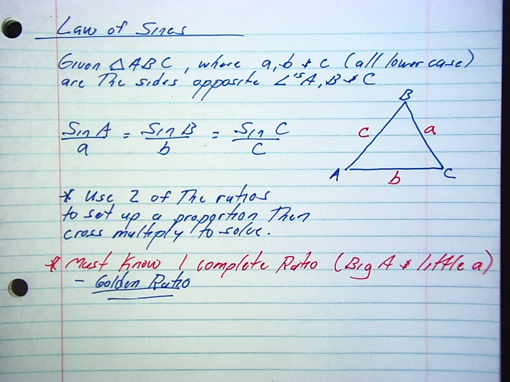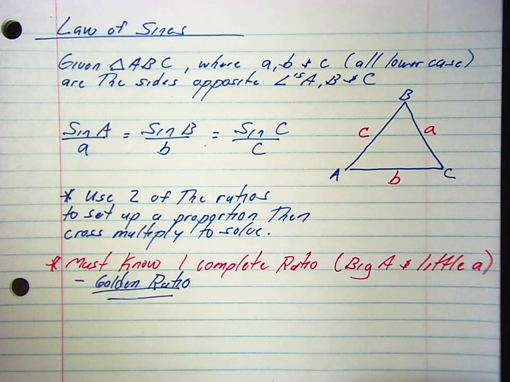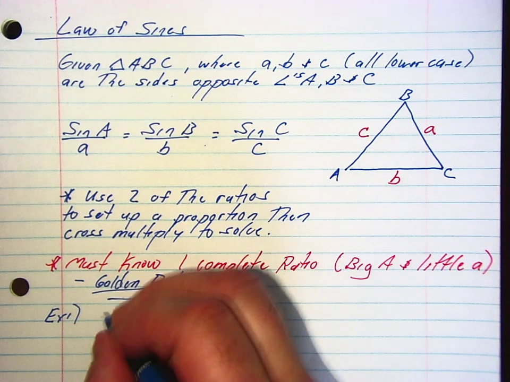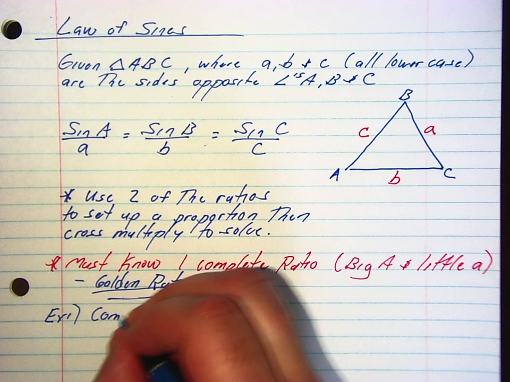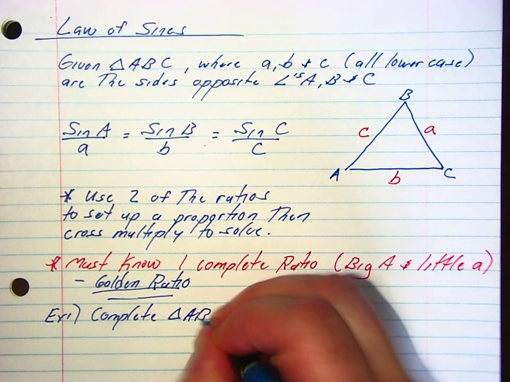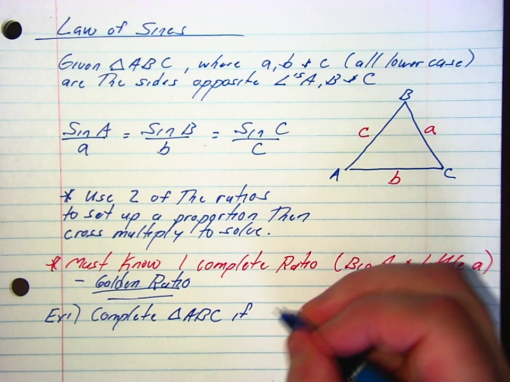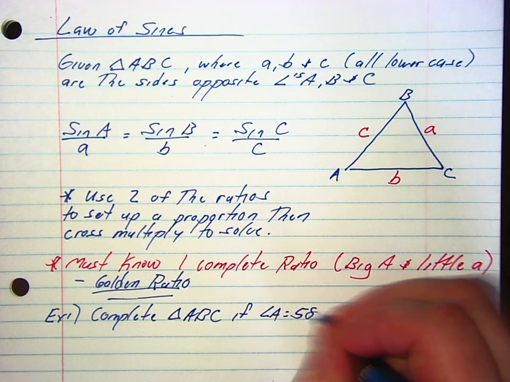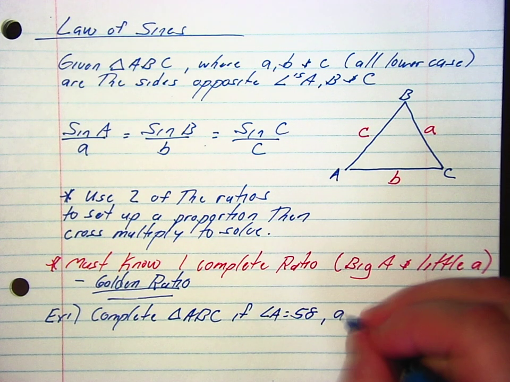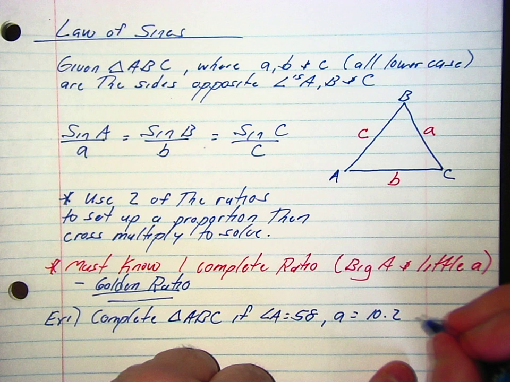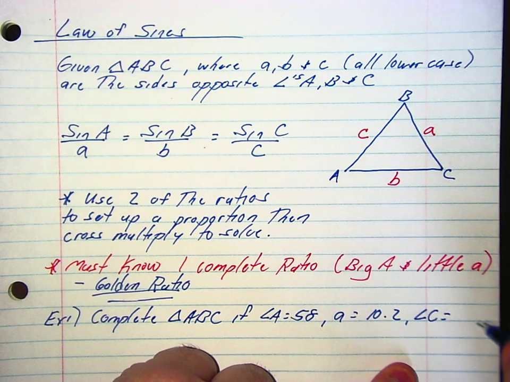Okay, here we go. So here's an example of a problem we're going to be looking at. Example 1. Complete triangle ABC if angle A is 58, little a is 10.2, and angle C is 73.